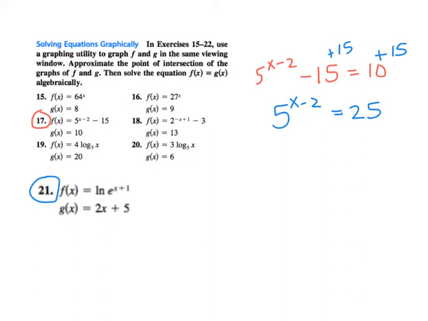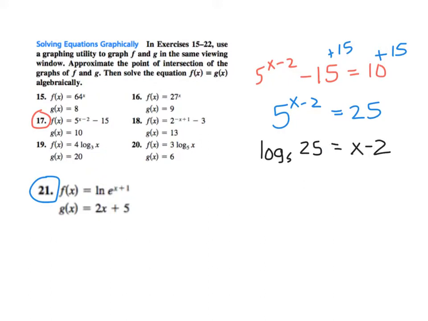Now I have really two options. Really, multiple options. I could take a log of both sides. I could change this to both sides to base 5. I can think of this as log base 5. I've got a lot of options. So I'm going to do log base 5 of 25 equals x minus 2.